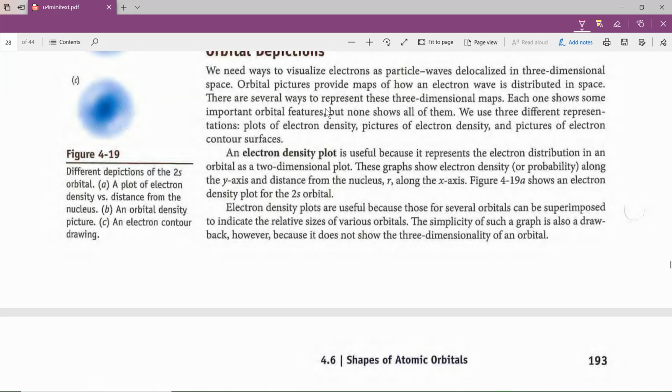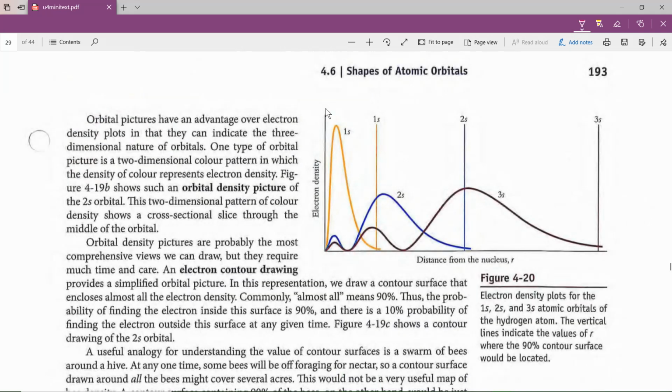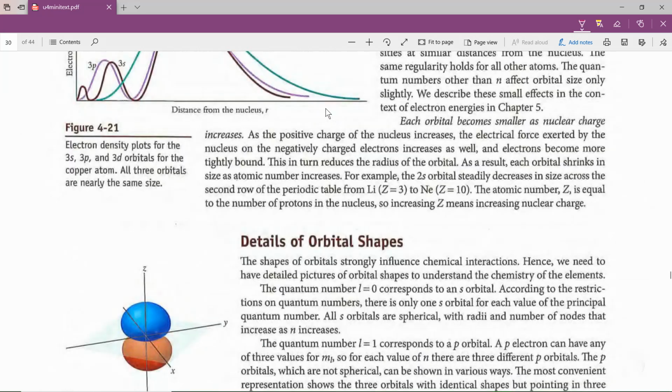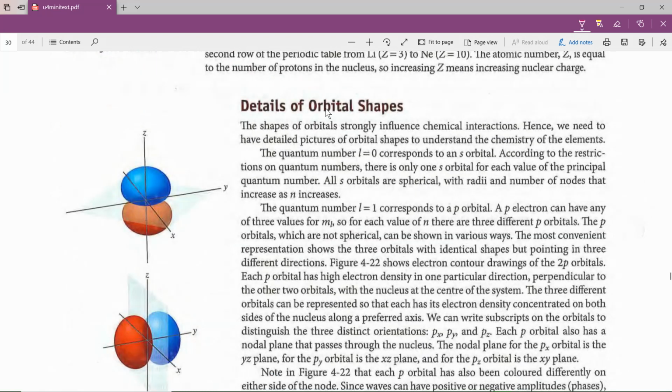Let's jump straight to the radial part. We aren't going to care about that much. We're going to go straight to some pictures with the orbital shapes. The other stuff you can read, but it is the middle of page 194, or a bit above the middle, that we want to talk about.